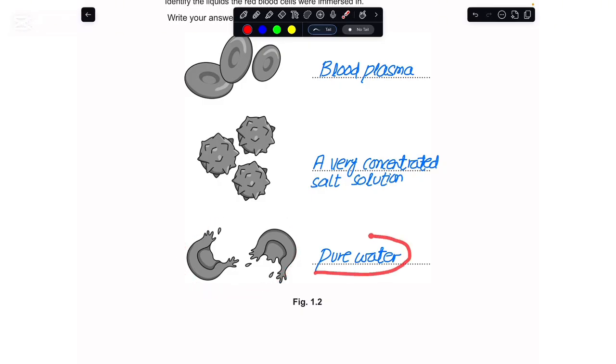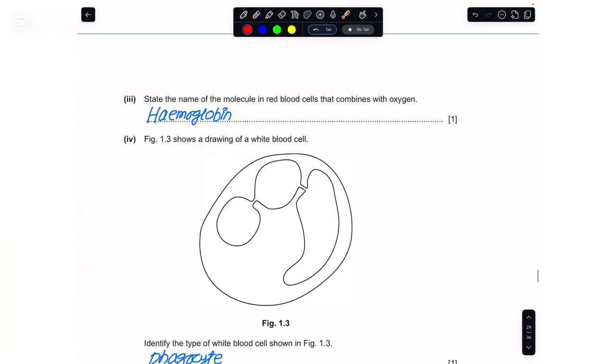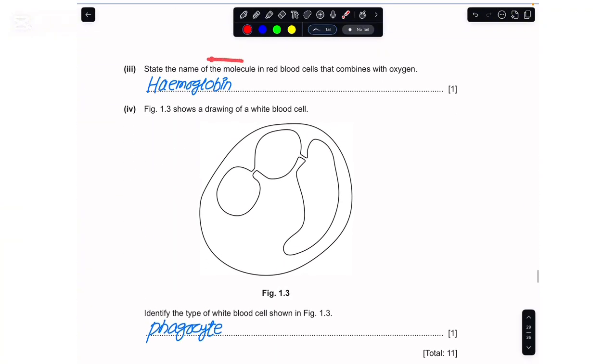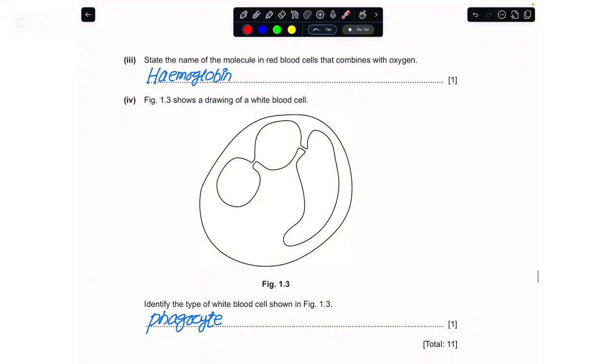So the solution that you were required to be writing here was pure water. If I were to move further, they ask us to state the name of the molecule that lies in the red blood cells and that would combine with the oxygen gas. So you would always say this is hemoglobin.